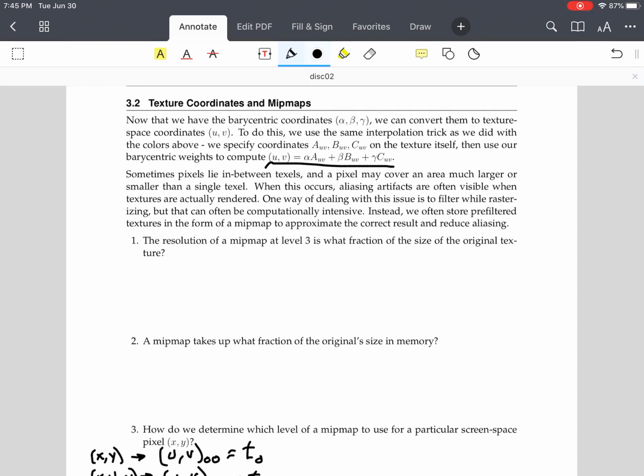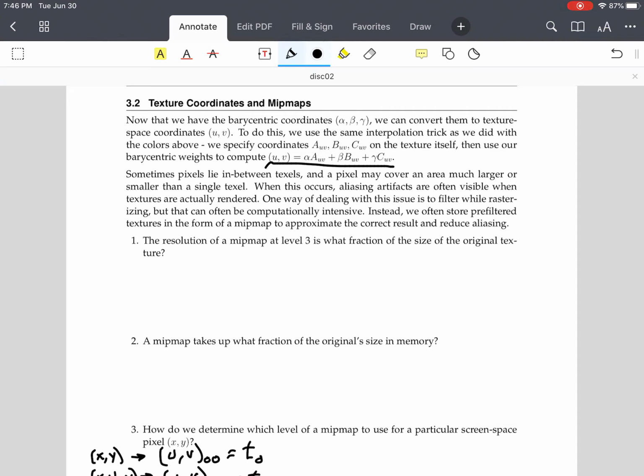And so one way to do this is filtering, but that's kind of computationally intense. So another idea is we store it in a form of a MIP map. What a MIP map is, there's a base level of highest resolution and then subsequent levels with lower and lower resolutions. So essentially, if we find that one pixel covers many texels, we'll instead just get a higher resolution map and use that in place.